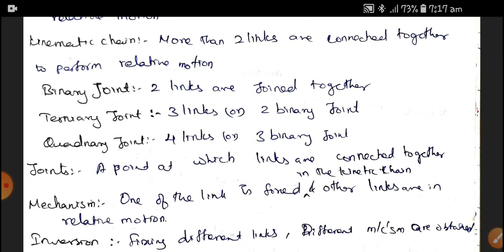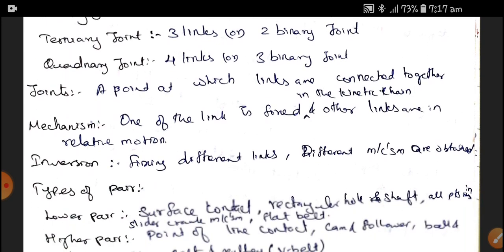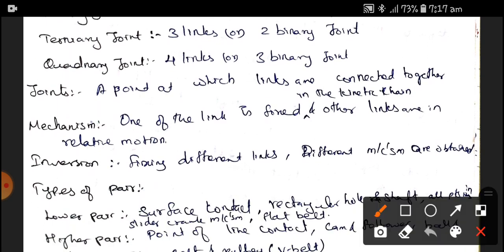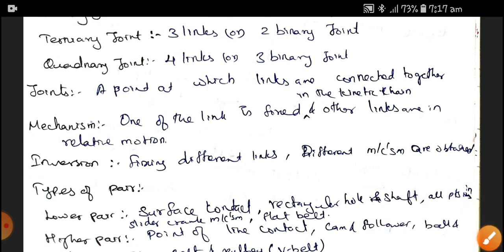Where different links are fixed to obtain different mechanisms, that is called an inversion. So you have to know the difference between the mechanism as well as the inversions. Inversions are obtained by fixing different links to get different mechanisms, whereas a mechanism is the fixing of one link in a kinematic chain to obtain some relative motion. This is the clarity you need about the mechanism as well as the inversion.